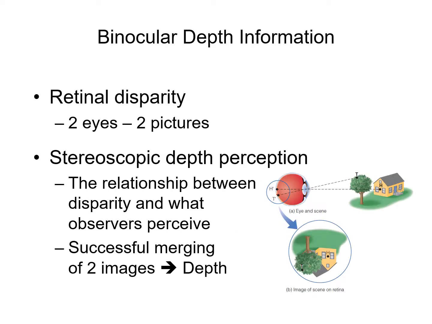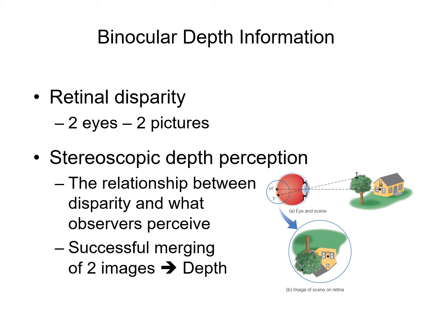So I've put this picture in here again to not lose the fact that this is when I'm looking at the tree, and the tree is in front of the house. This is hitting the retina at T prime and H prime. I think there's little primes on there. We're getting a two-dimensional picture.